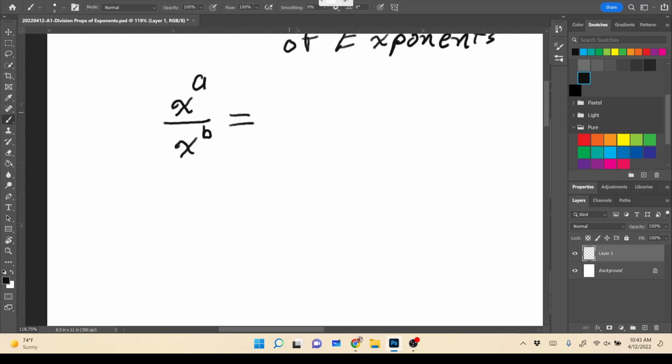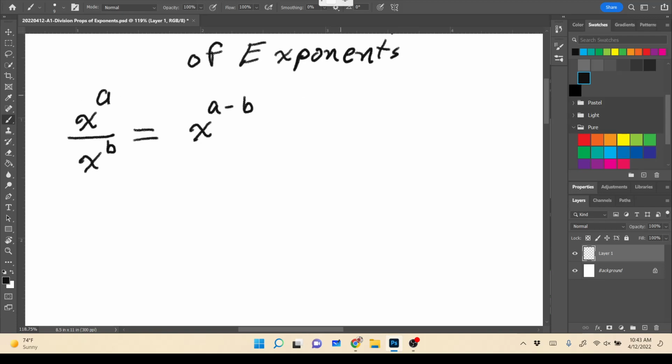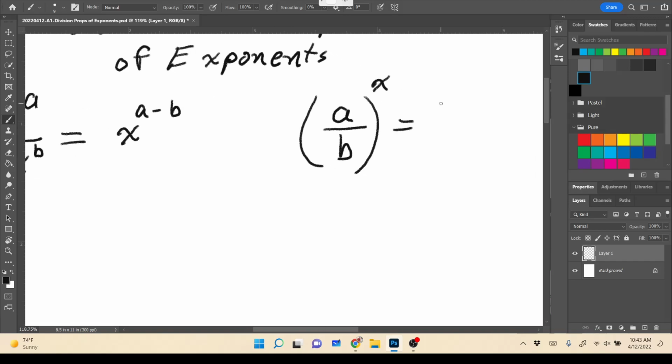Okay, equals X to the A minus B. So if we have like bases divided, we subtract the exponents. Oh, it all makes sense. Okay. The other property that we're going to look at today is if we have A over B to the X, that equals A to the X over B to the X. Right. It kind of makes sense.